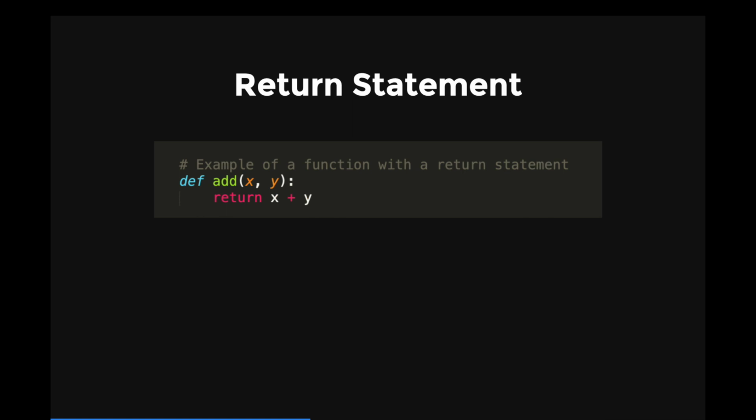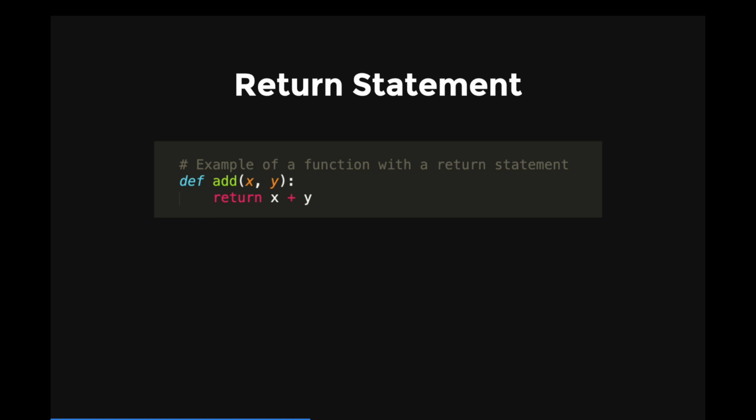Return statement. Functions in Python can optionally return a value using the return statement. This allows the function to compute a result and pass it back to the caller. So in this particular case, let's say I'm calling the function add and passing it two values, it will return, not print. It will return to the variable or the control statement which actually called this particular function. So in the example here, the add function takes two parameters x and y, adds them together and returns the result.